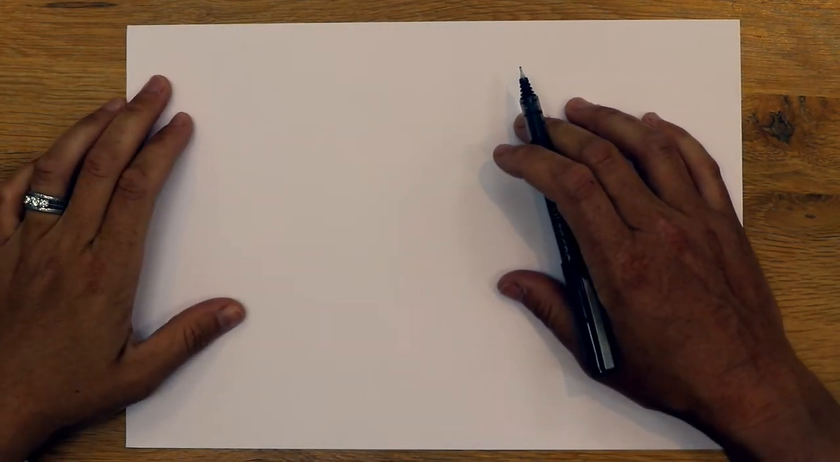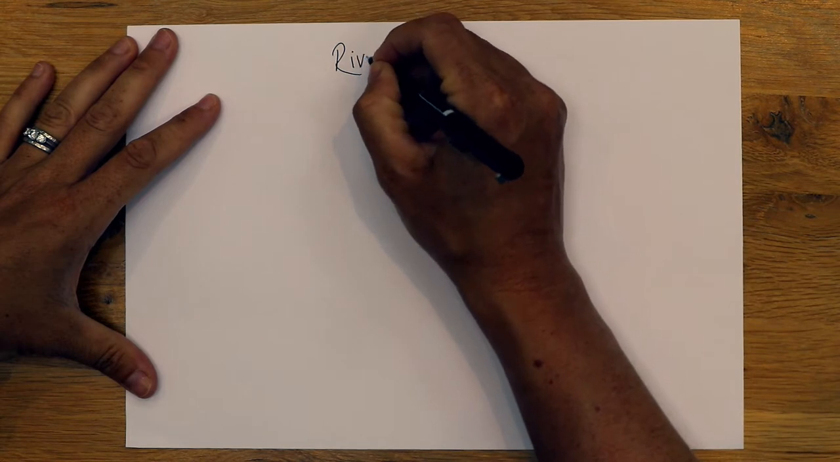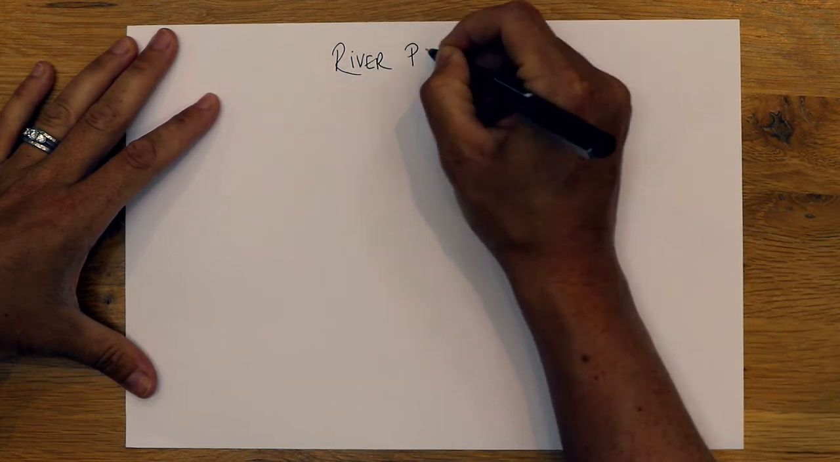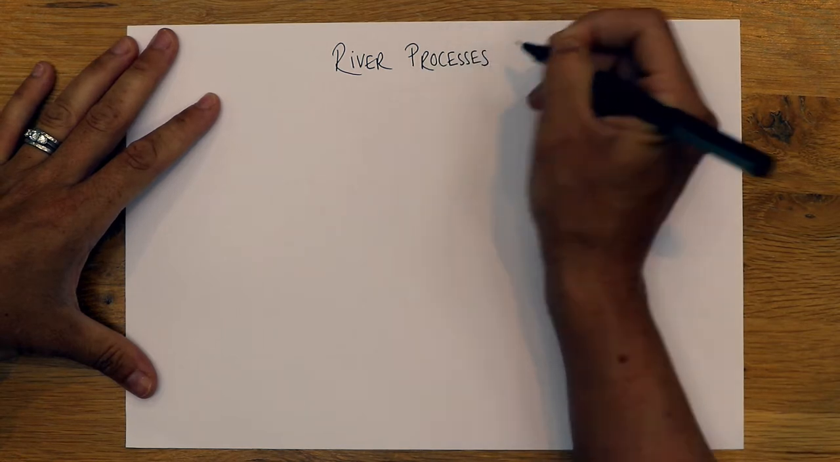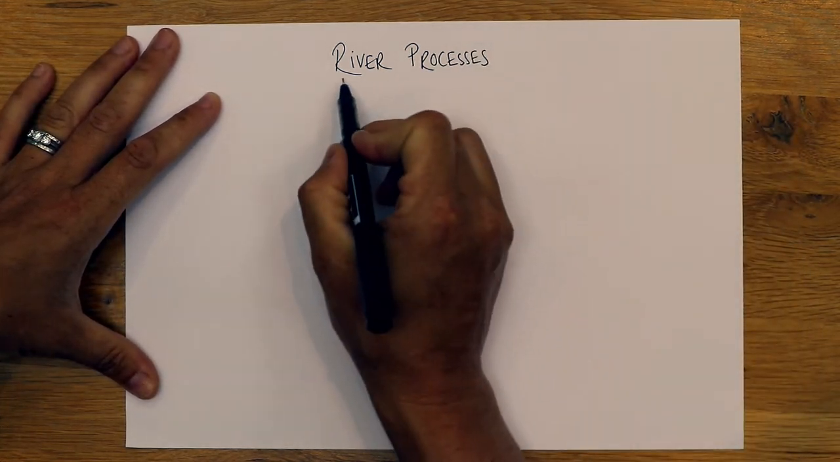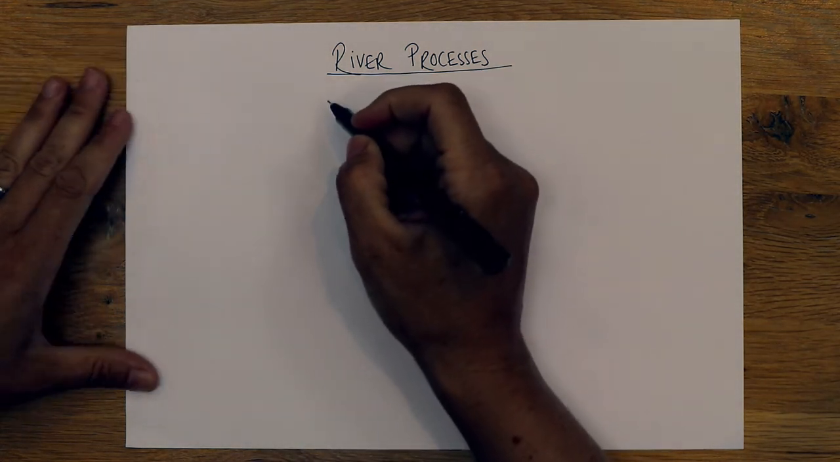Hi everyone. Today I thought we'd have a look at river processes. So if you just pop that as your title. So these are the things that happen almost invisibly as a river moves downstream. And there's three things that we're going to look at.